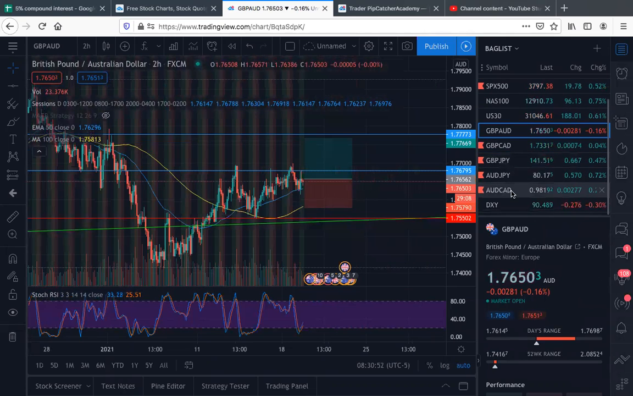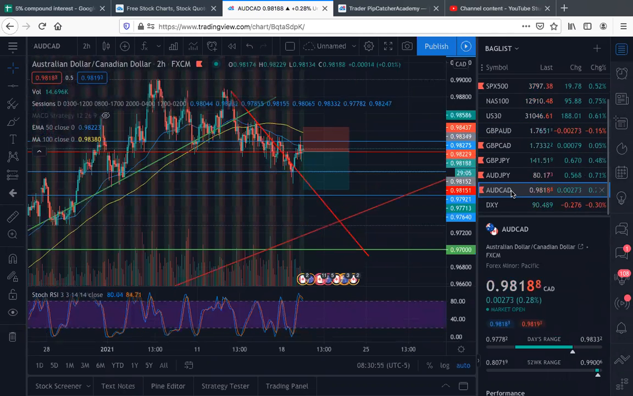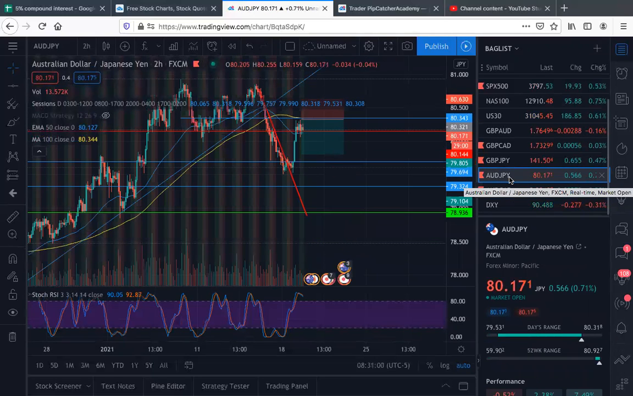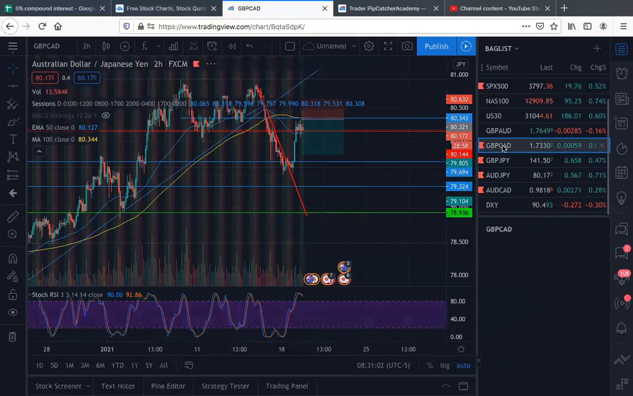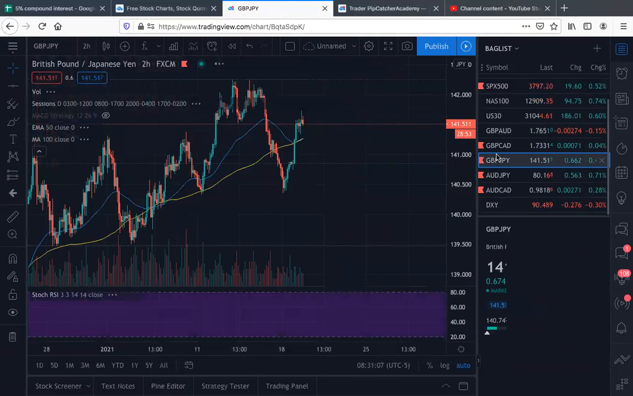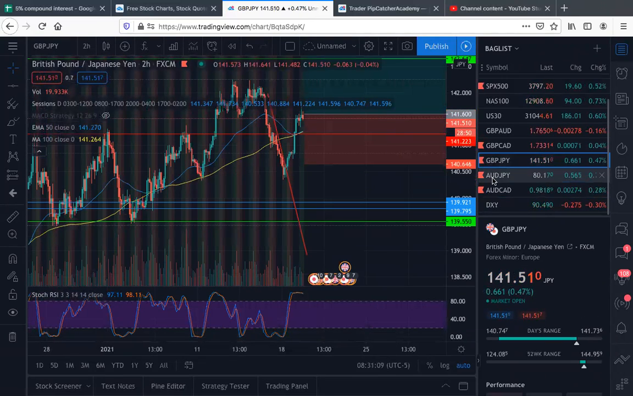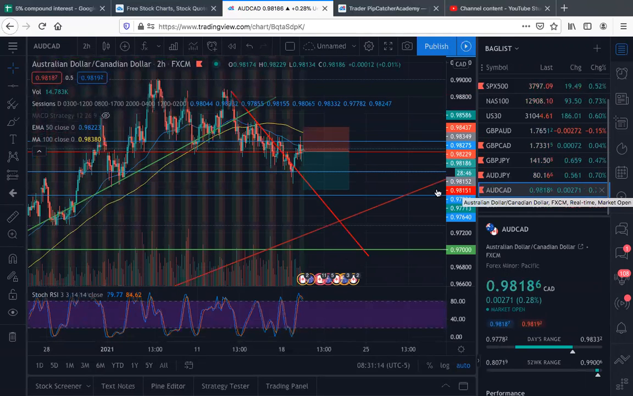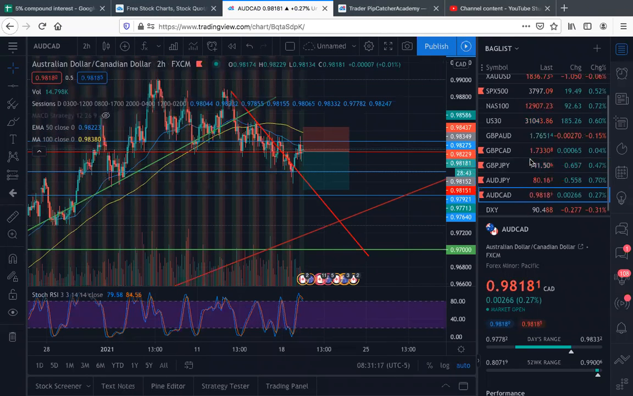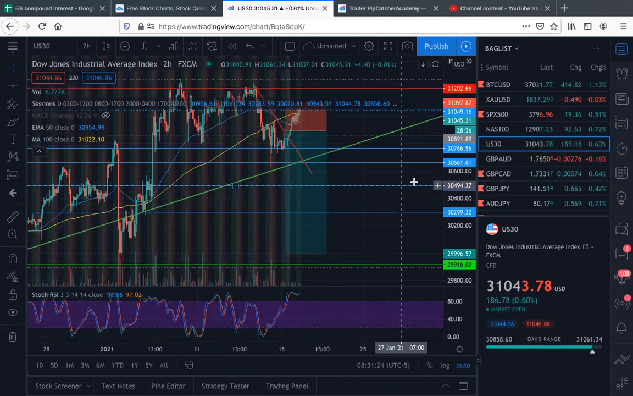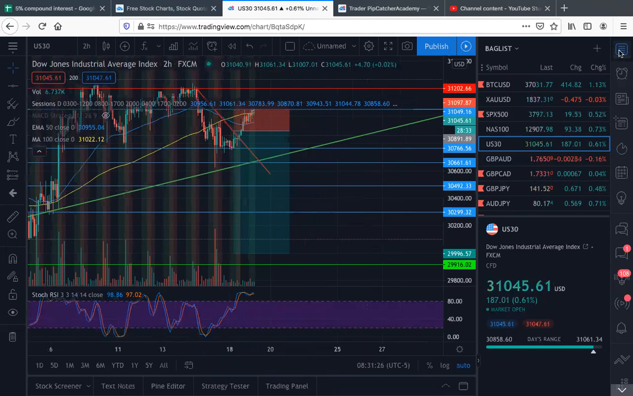I'm gonna go back and take a look at AJ and ACAT again. These do have the crosses over top, and then here we have our crosses underneath. So again, AJ and ACAT could be doing something different than the GBPs right now, which happens. So now let's take a look at US 30.